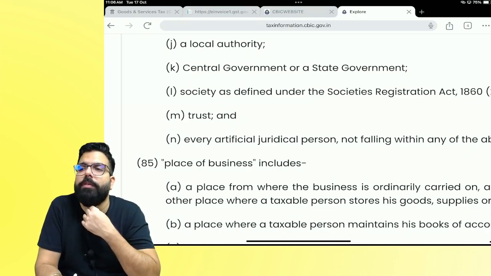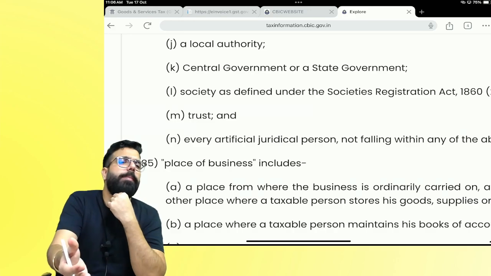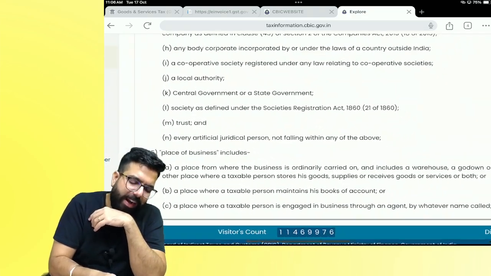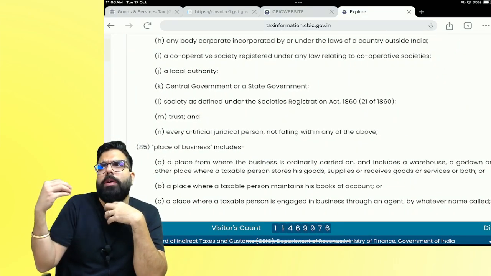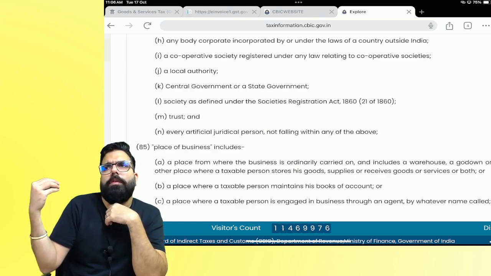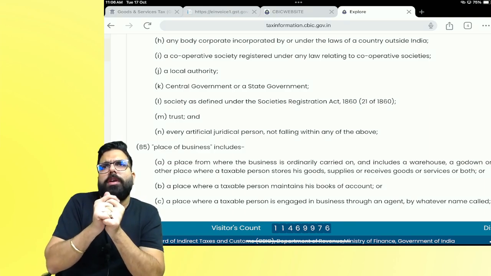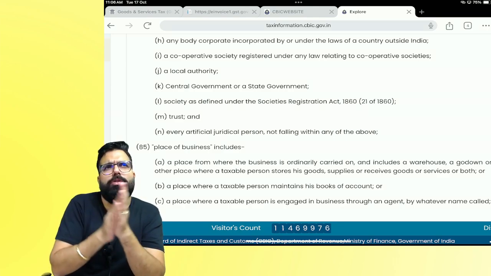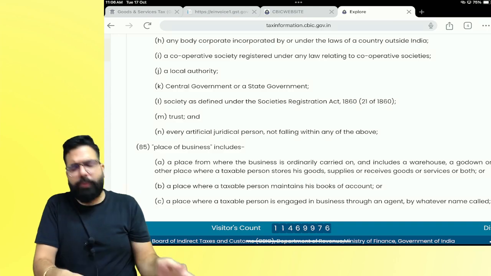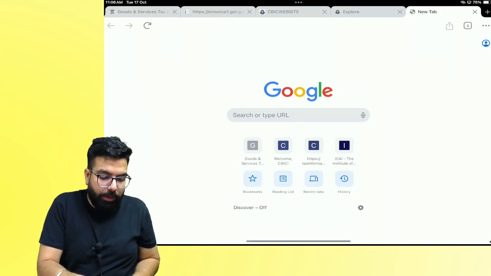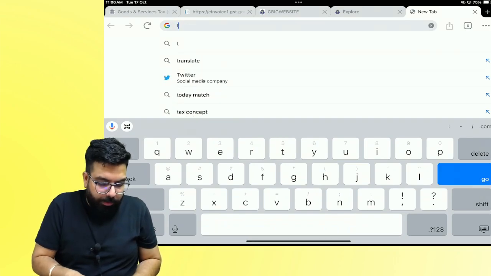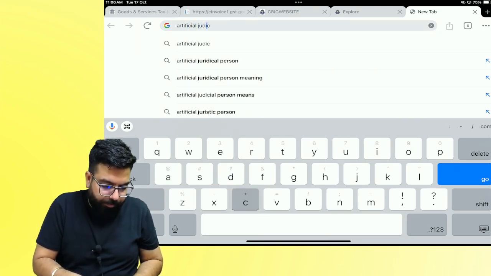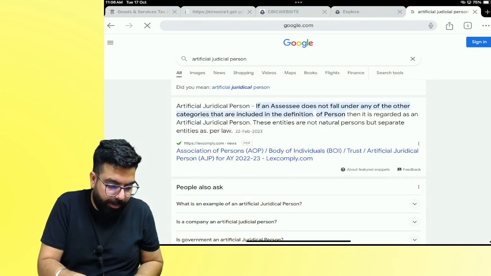What is an artificial juridical person? For example, see, if any artificial, for example, you have, what do we call it? No, not company. We'll say an artificial juridical person means, for example, no, not that also. Any artificial juridical person, for example, Tirumala. See, examples, one minute.